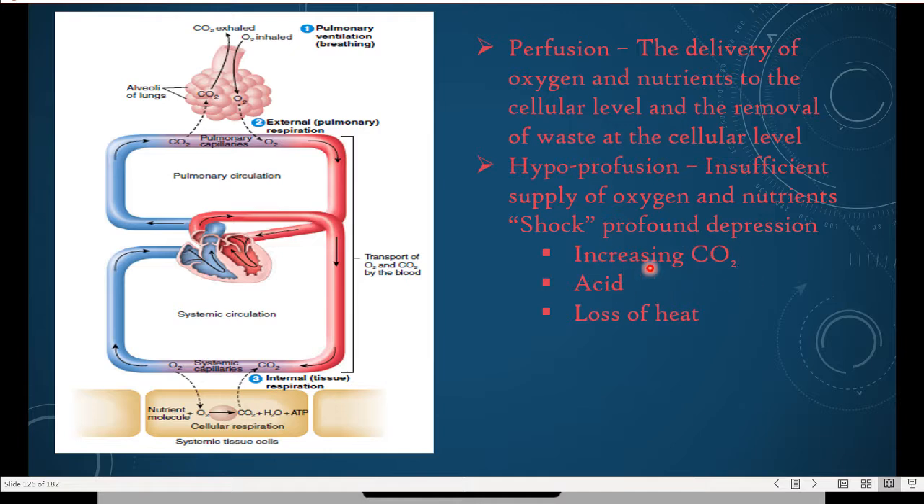Hypoperfusion leads to an increased amount of CO2. Why? Because nobody's there to pick it up. CO2 turns into acid, and we will learn from the next chapter that buildup of acid also leads to a loss of heat.